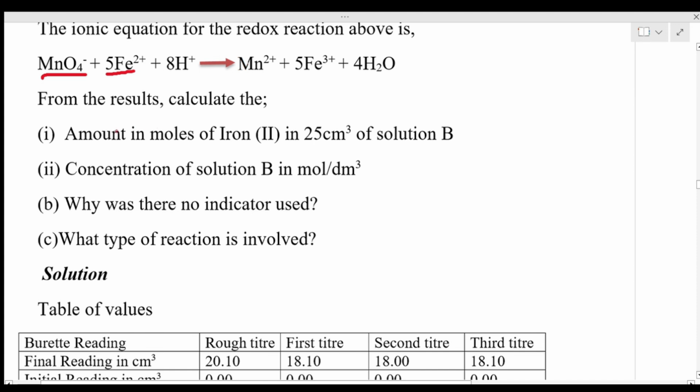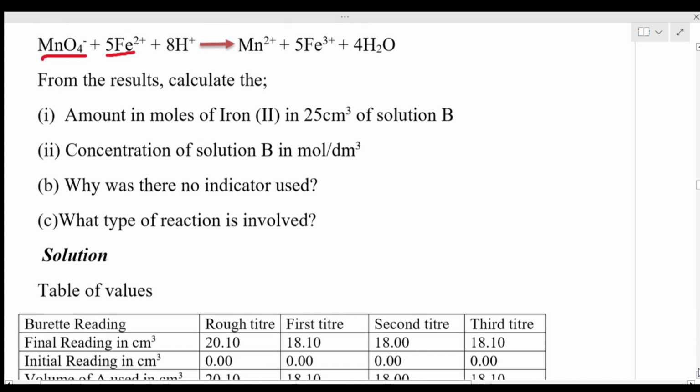Now, from the result, calculate the amount in moles of iron 2 in 25 cm3 of solution B, and the concentration of solution B in mole per dm3. Why are we not using an indicator in this particular reaction, and what type of reaction is this? Let's see an example of how our table should look.